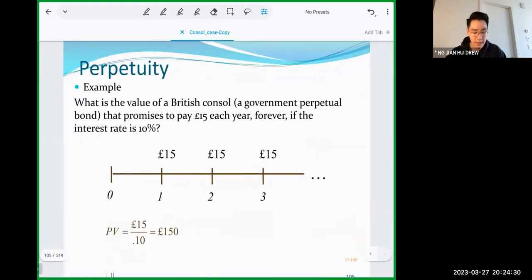So let's do a simple example first. Imagine you have this British consol, which is like a perpetual bond, meaning that it's going to pay you £15 each year forever. And your interest rate is 10%. Remember, based on the formula, you just take C divided by R. C is the cash flow, which is 15 forever. So it's 15 divided by 10%, and that gives you this. Can you see that in order to calculate the present value in year 0, your cash flow must start 1 year from now? It starts from year 1, so it meets the requirement of using this formula. I repeat again, the requirement is that your cash flow must start 1 year from now.